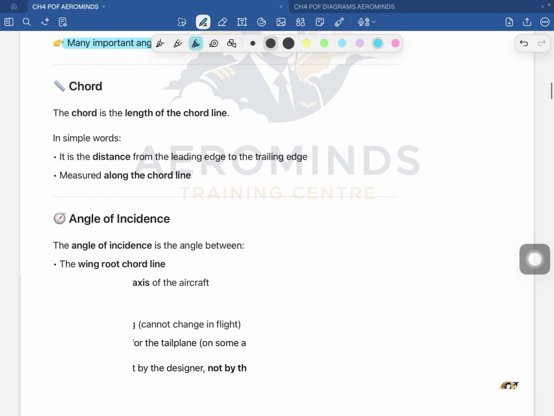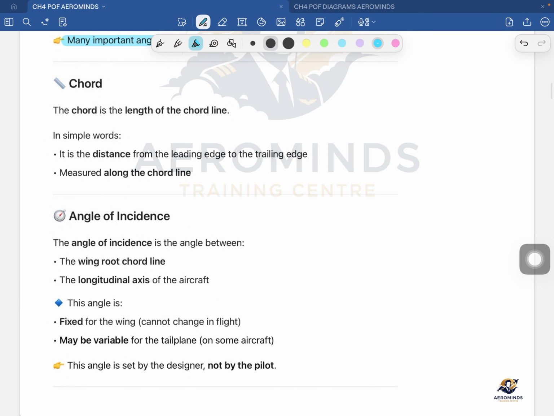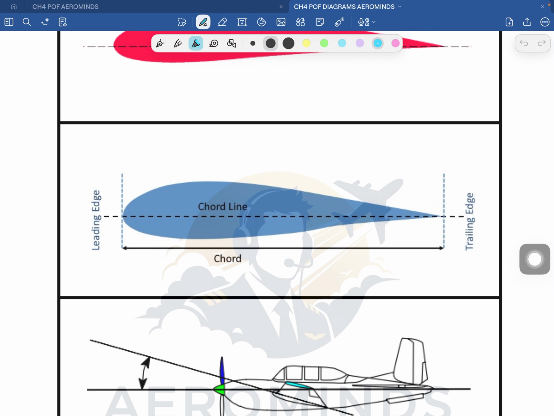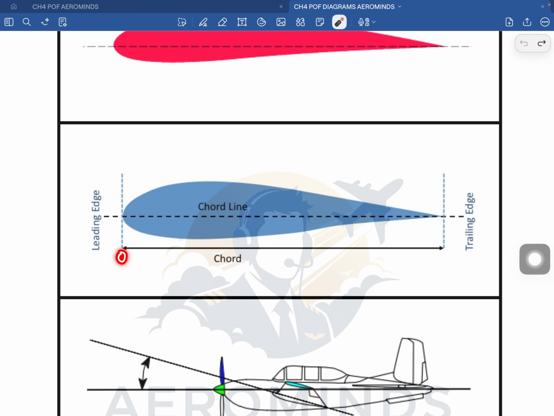Now we'll move to the chord. What is chord? Chord is simply the length of the chord line. That's it. Nothing more complicated than that. In simple words, the chord line is the distance which is measured from the leading edge to the trailing edge.